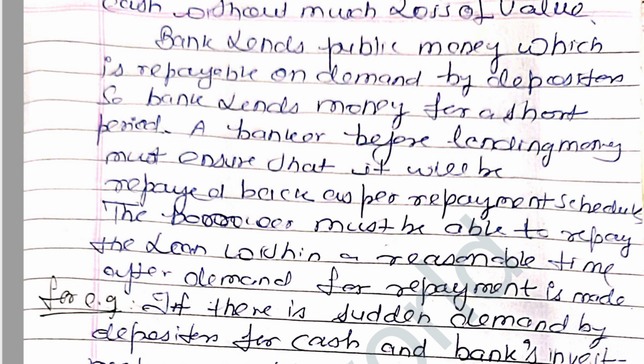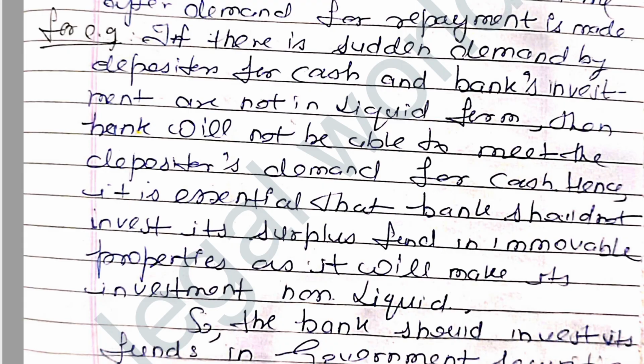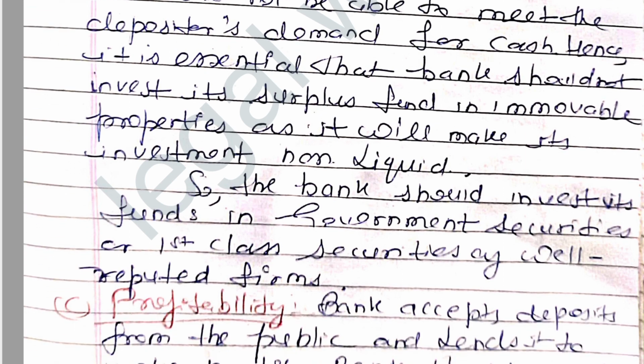The borrower must be able to repay the loan within a reasonable time after the demand for repayment is made. For example, if there is a sudden demand by the depositors for cash and the bank's investments are not in liquid form, then the bank will not be able to meet the depositors' demand for cash. Hence, it is essential that banks should not invest their surplus funds in immovable properties, as it will make the investment non-liquid. So the bank should invest its funds in government securities and first-class securities of well-reputed firms.